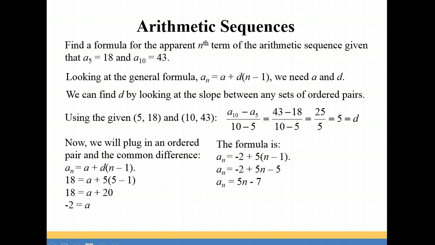So that means that our formula is negative 2 plus 5 times n minus 1. Then distributing the 5 and combining like terms, we get 5n minus 7. Of course, you always want to check your work. So we also know that the 10th term has a value of 43. So if we plug 10 into the 5n minus 7, we should get out 43.